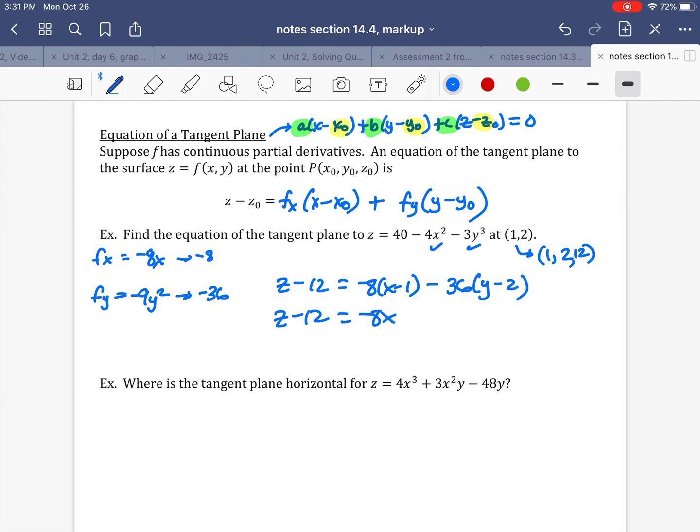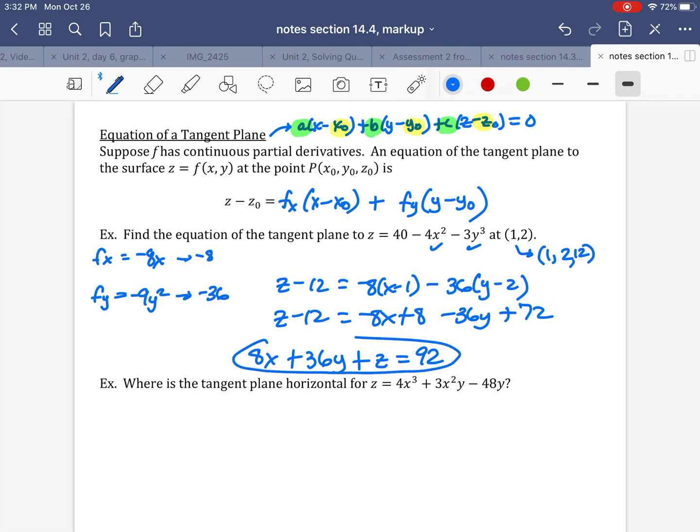Over here I get negative 8x plus 8 minus 36y plus 72. And maybe if you like to get all the x, y, and z on one side so it looks more like a plane to you, you would have 8x plus 36y plus z equals 92. Or you could leave it z equals, or whatever you feel like doing with it.